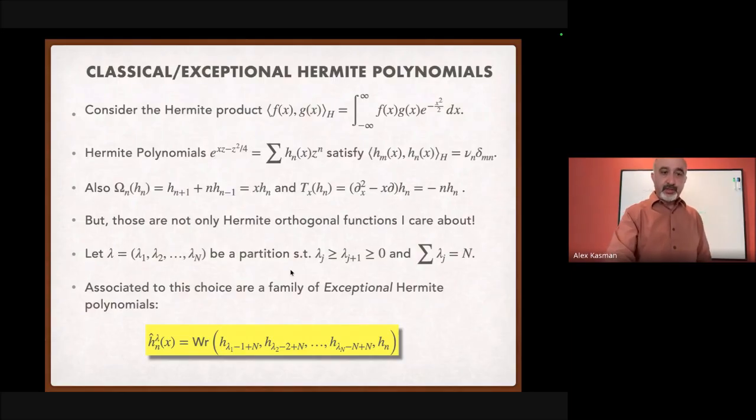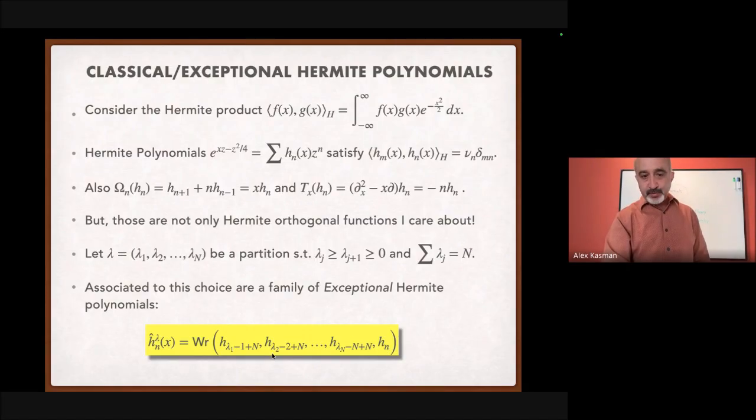And associated to that choice, there's a family of so-called exceptional Hermite polynomials. This is how you make them. You make them as a Wronskian with respect to the variable x of a bunch of the polynomials indexed by things depending on these lambdas. So you choose these lambdas, then that tells you which n functions to put here. And then you let this last one vary. So this is n. So the nth exceptional Hermite polynomial is made this way. It's the Wronskian of the n indexed by the lambdas and this h_n.